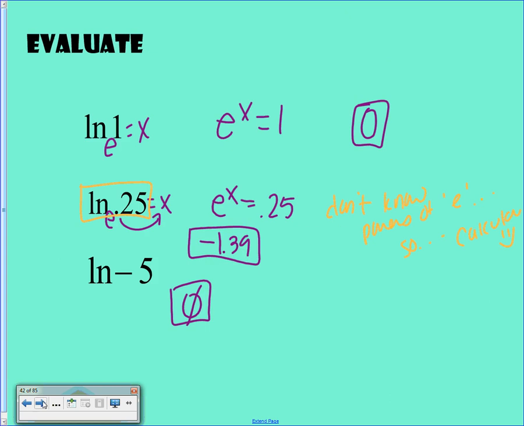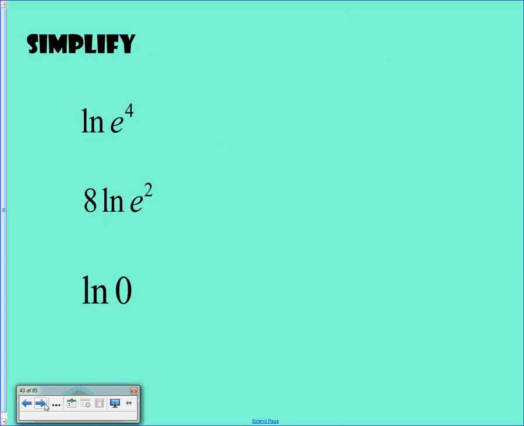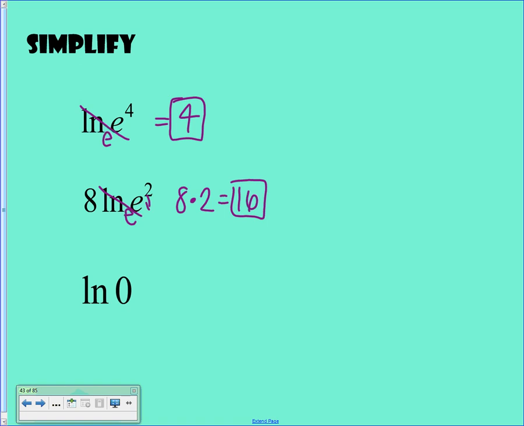Okay, so simplify. Simplifying here is going to be a little bit different. Again, I know the base of ln is an e, so what's really nice is this e and this e will cancel. So the ln and e's cancel, so all that leaves us is 4. Again, ln and e are going to cancel here, but be careful. This 2 comes down to be 8 times 2, which is 16. So that 2 comes down and it's multiplied. Do not write 64. And then ln of 0, again, that's going to be a no solution because we don't have anything that is 0 or less. We only have positive answers.